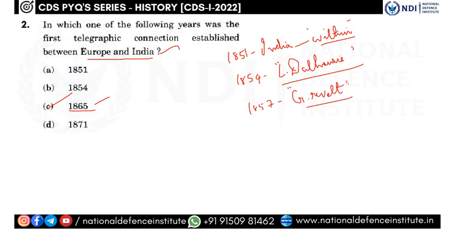But this is within India. With respect to India and Europe, the cable was laid from India till Europe in the year 1865. So the answer is C, 1865, and that year India and Europe were officially connected by means of this telegraph. The answer is C.